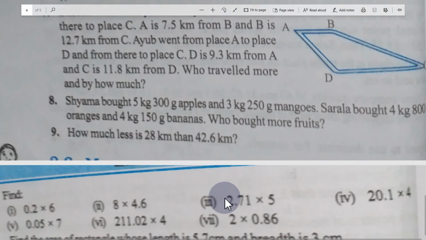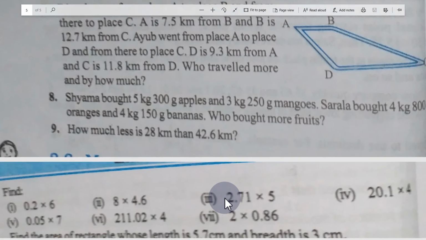Next is finding the product. This also has example sums. Refer to those sums, understand them and do it.